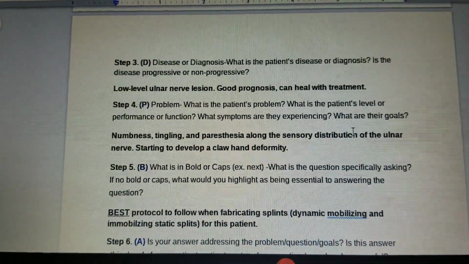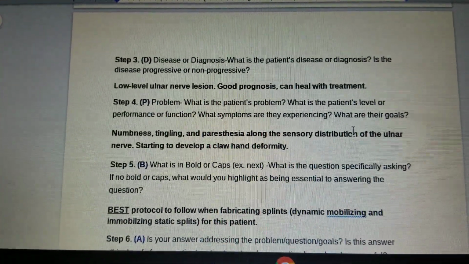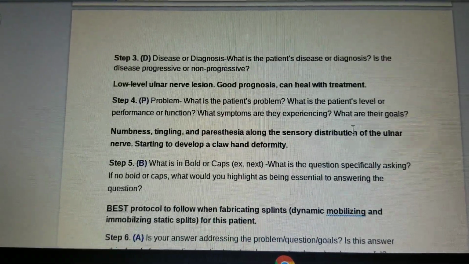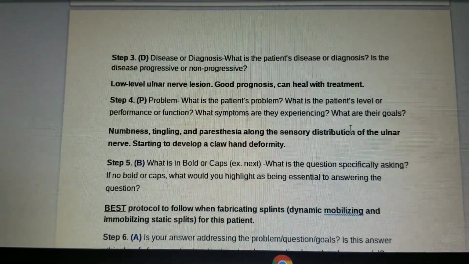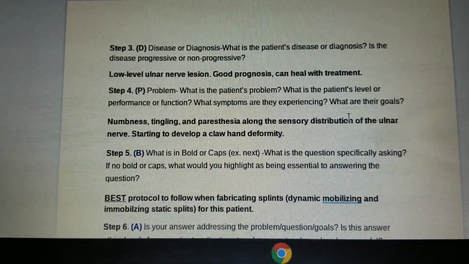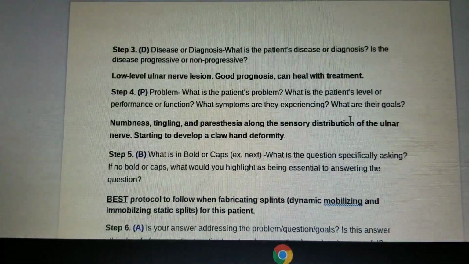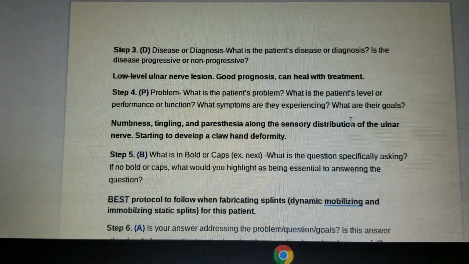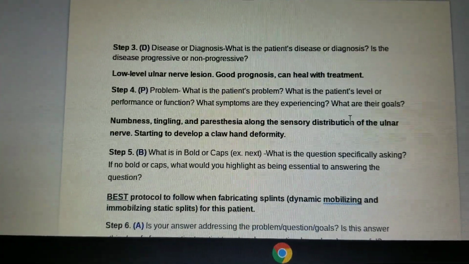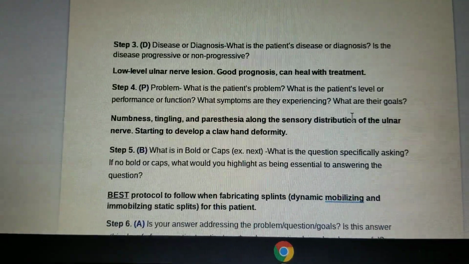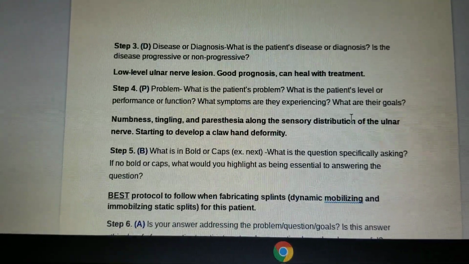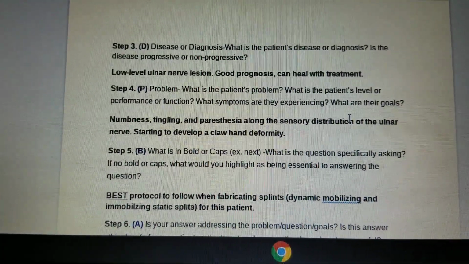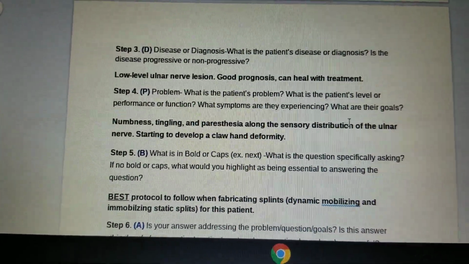In step 4, P for problem, what is the patient's problem? What is the patient's level of performance or function, what symptoms are they experiencing, and what are their goals? In the question, the patient is experiencing numbness, tingling, and paresthesia along the sensory distribution of the ulnar nerve, and is starting to develop a claw hand deformity. So in step 5, B, what is B, or all caps, or what comes next, or what is the question specifically asking? This question is specifically asking for the best protocol to follow when fabricating splints, a dynamic mobilizing and immobilizing static splint for the patient.